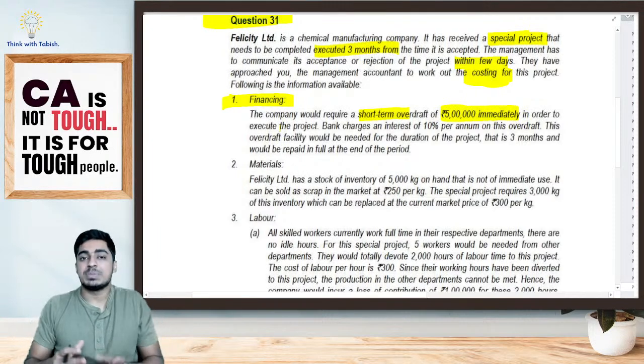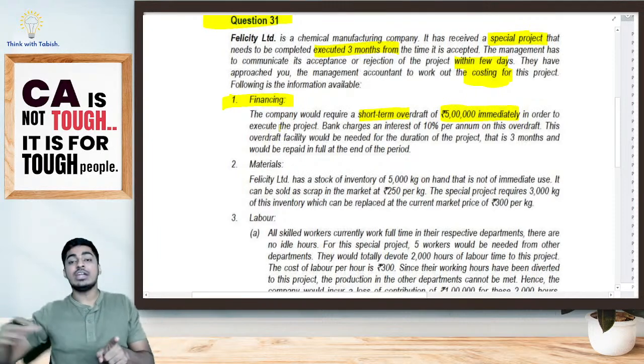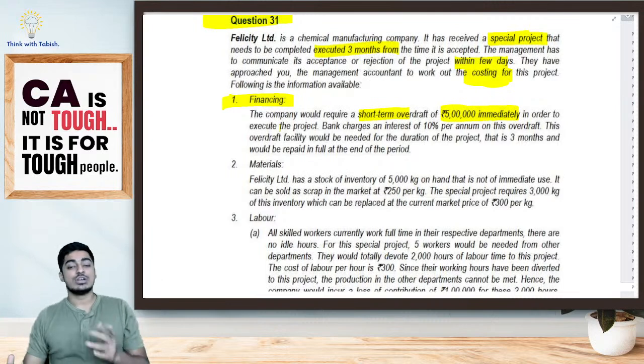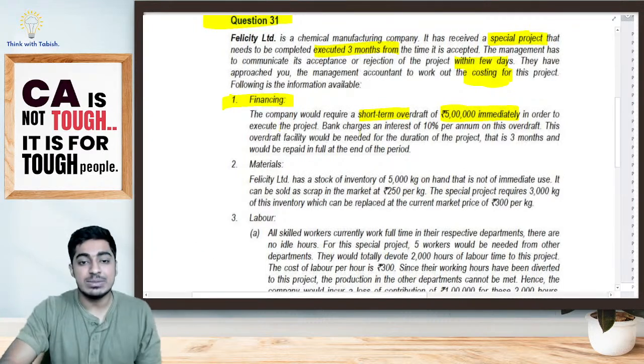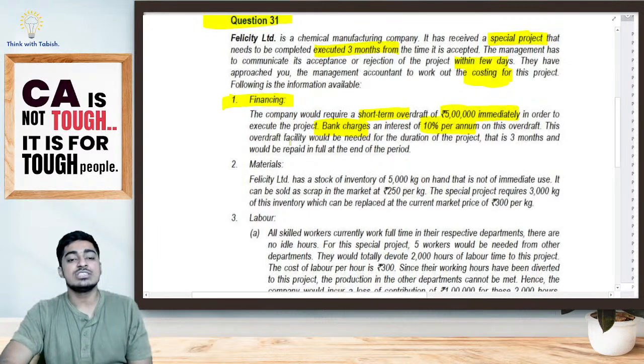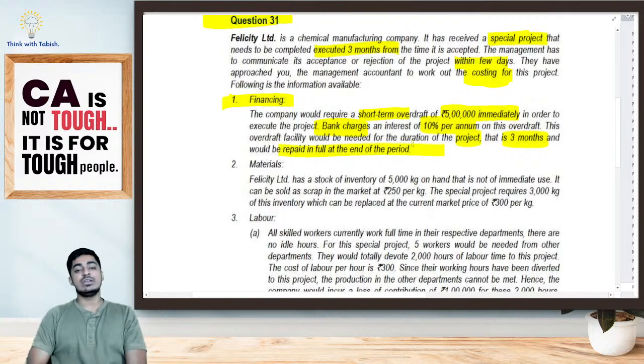Generally, the price will be given at the end of the project. Now to do the work, we want some funds. If we do not have funds, we will have to take a short-term borrowing. So we want to borrow 5 lakh rupees immediately. Bank charges are going to be 10% per annum. This overdraft facility will be needed for the duration of the project, that is 3 months, and would be repaid in full at the end of the period.